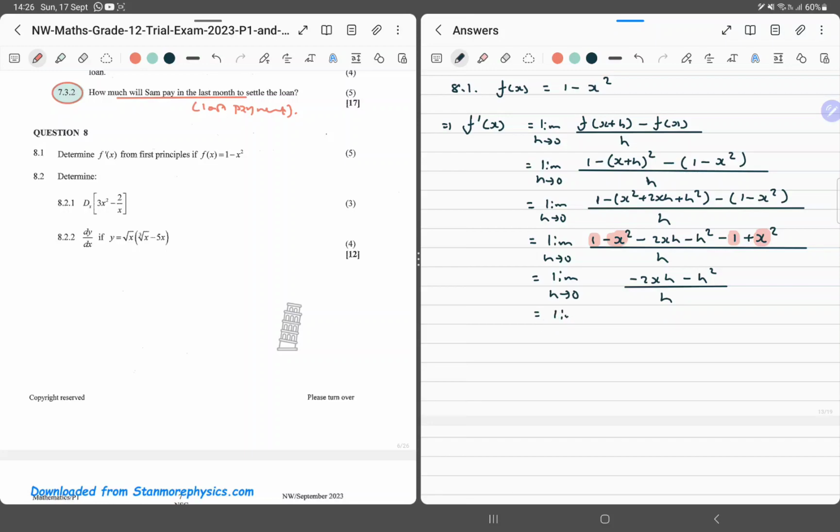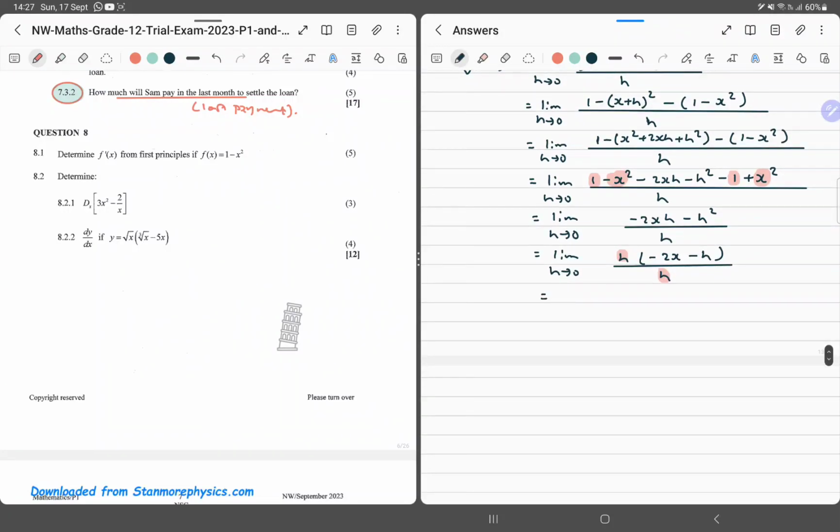Okay, here you're just writing a lot of the same thing. Now we can factorize this by taking the highest common factor, which is h on the numerator. So we remain with minus, 2x minus h all over h. And then now these two take care of each other. And then we're going to have minus 2x minus 0, which is minus 2x.